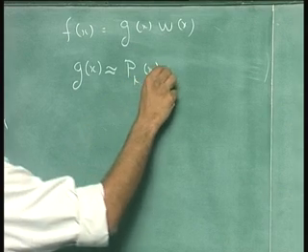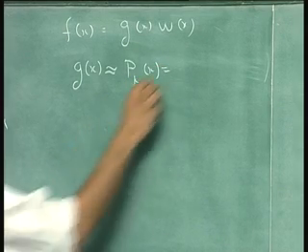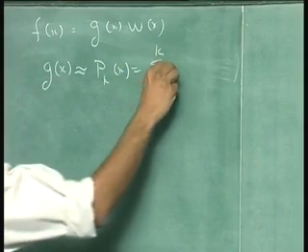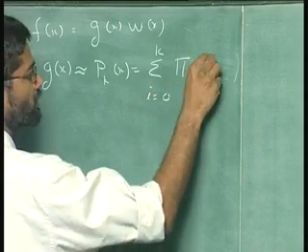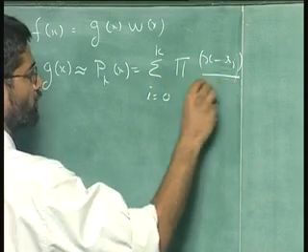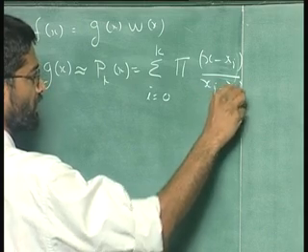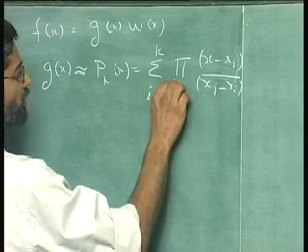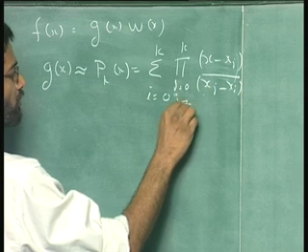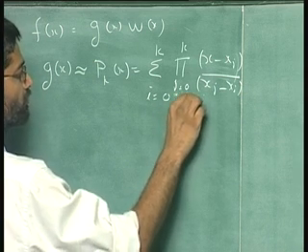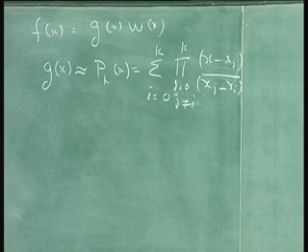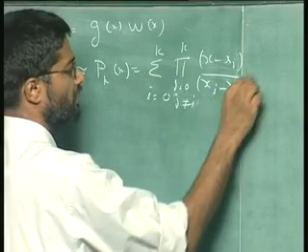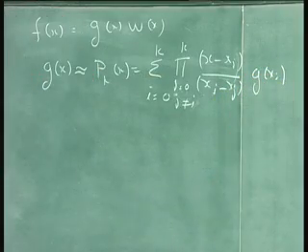Now we write that in the Lagrange form, that is the sum over i going from 0 to k, and then the product of x minus xj divided by xi minus xj for j going from 0 to k, but j not equal to i, into g of xi. Sorry, I forgot the g of xi. Okay, so that's the form.